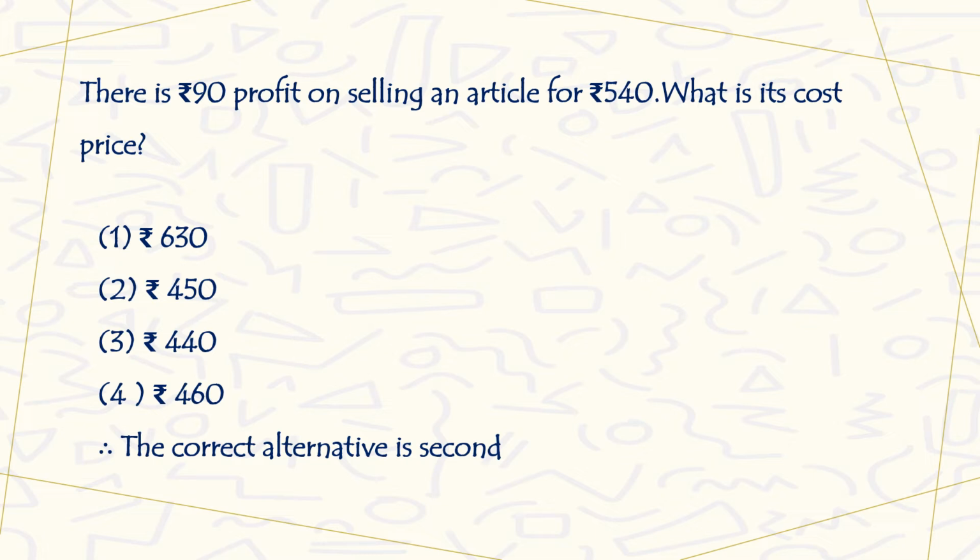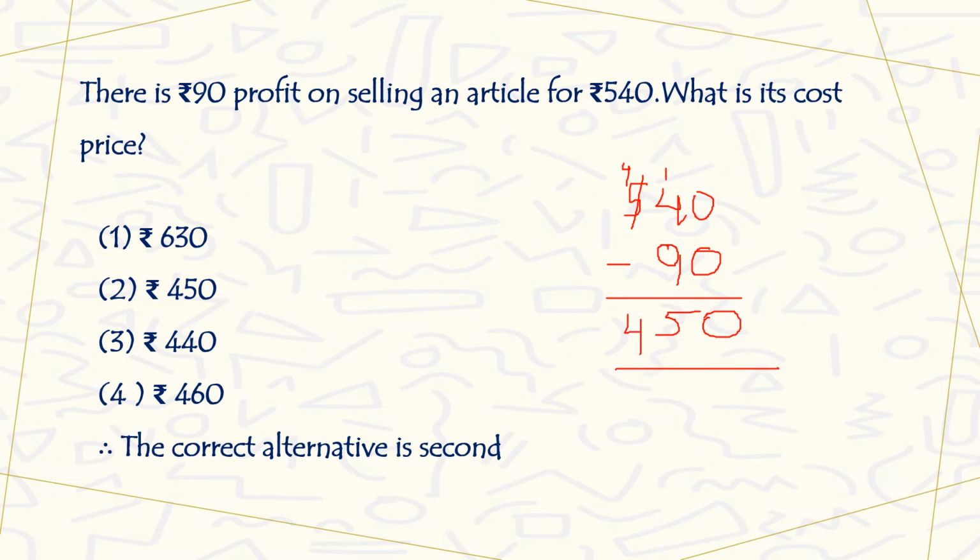You can subtract 540, that was the selling price, and 90 rupees was the profit that he made. So you need to know the actual cost price. So you have to subtract it. Okay, so this is 14, this is 4, so you get 5 here and this is 4. So you get rupees 450. So the correct alternative is rupees 450. Alright, let's move on to the next question.